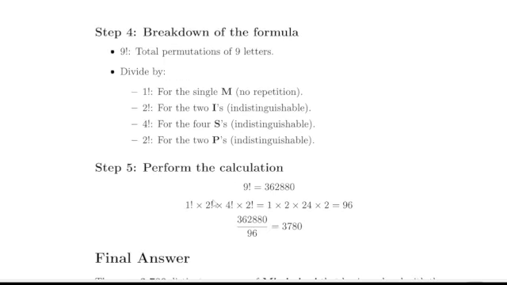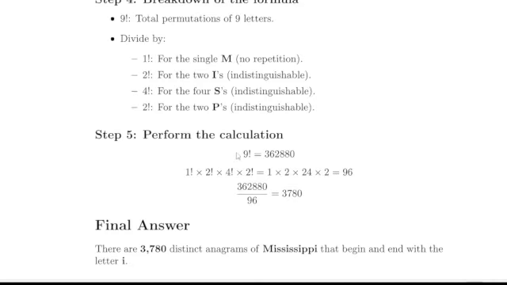And so if we simplify this, we have 9 factorial is 362,880. And then 1 factorial times 2 factorial times 4 factorial times 2 factorial is 96. And when we divide these two, we get 3,780 distinct anagrams of Mississippi that begin and end with the letter I.